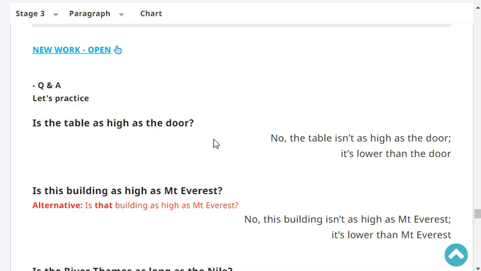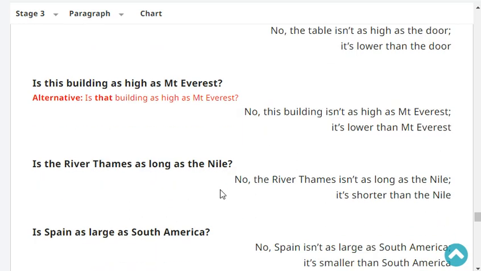Is your building as high as Mount Everest? No, my building isn't as high as Mount Everest. It's lower than Mount Everest. Is the river Thames as long as the Nile? No, the river Thames isn't as long as the Nile. It's shorter than the Nile. Very good.